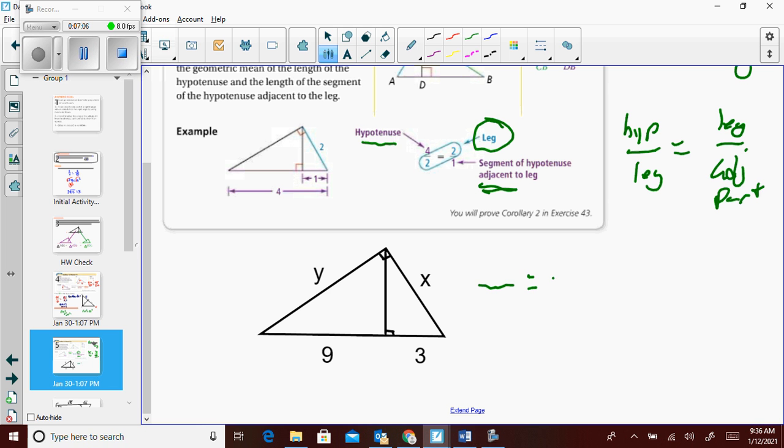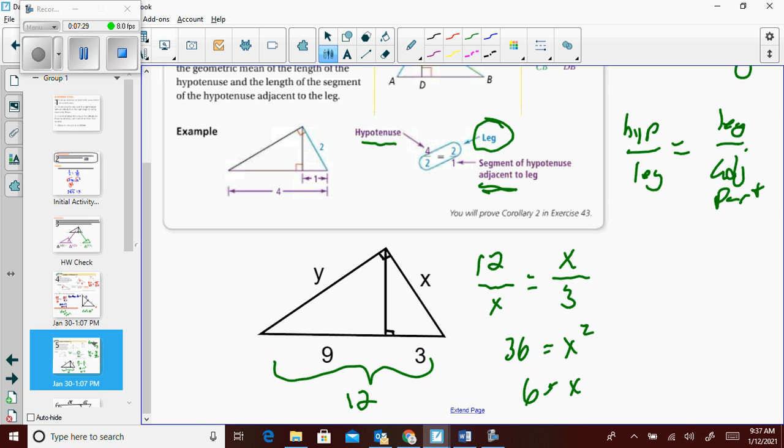Let's solve for x. X is the leg, right? X is the leg. So it is the geometric mean of the hypotenuse, which is 12, and the adjacent piece, 3. So I have x squared is 36, x is 6.